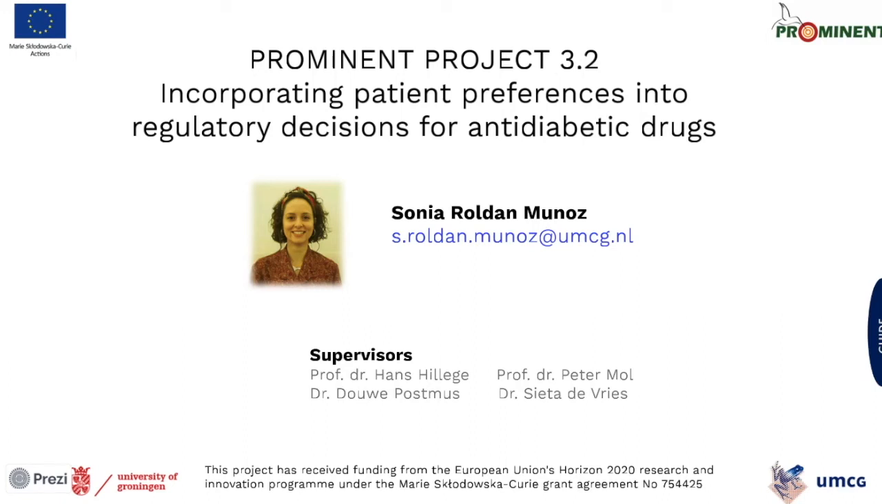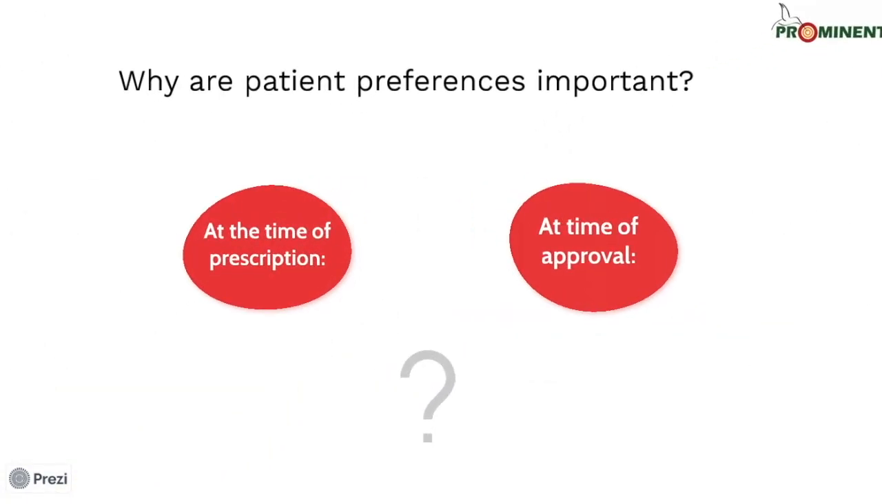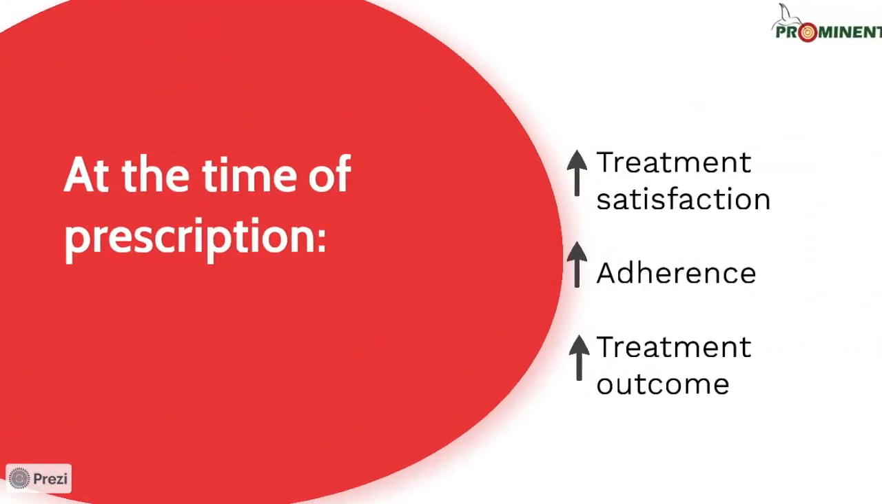Sonia and I work in Prominent Project 3.2, incorporating patient preferences into regulatory decisions for anti-diabetic drugs. First of all, I would like to explain why patient preferences are important, and I will describe two main scenarios. Firstly, at the time of prescription.